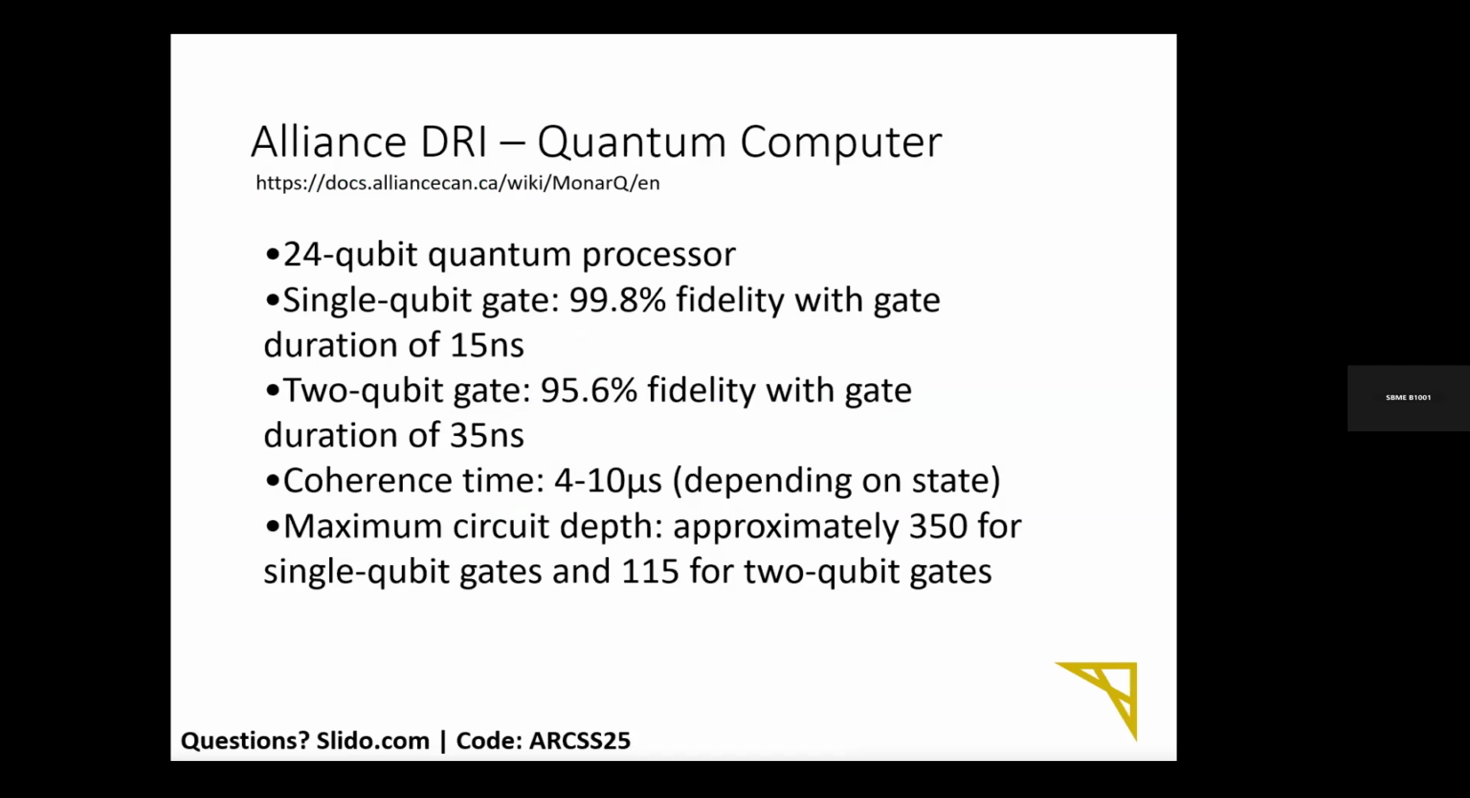And finally, this one, I'll confess, I don't know a whole lot about in terms of the modalities of using it, but Calcul Québec, one of the regions that's a member of the Digital Research Alliance of Canada, has a quantum computer called Monarch, or MonarQ, which is a 24-qubit quantum processor. So this is available as well.